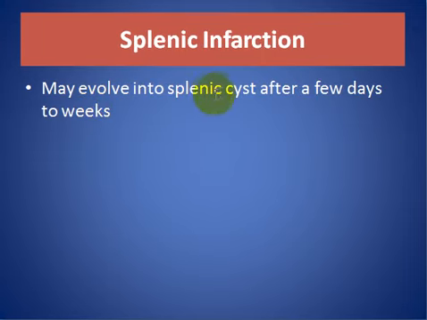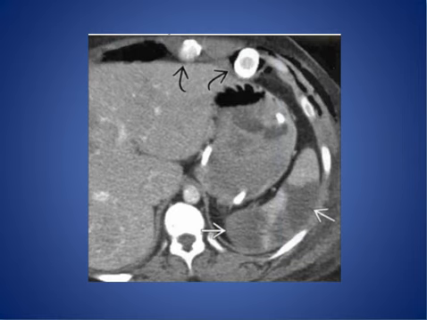Splenic infarction may evolve to splenic cyst after a few days to weeks from the incident. Here we see an axial CT scan with contrast study with wedge-shaped zones involving the spleen with decreased enhancement, perfusion defects. It evolves into splenic cyst in that area, and these result from infarction. And you see here, these are the tubes for a ventricular assist device in a patient with cardiomyopathy.